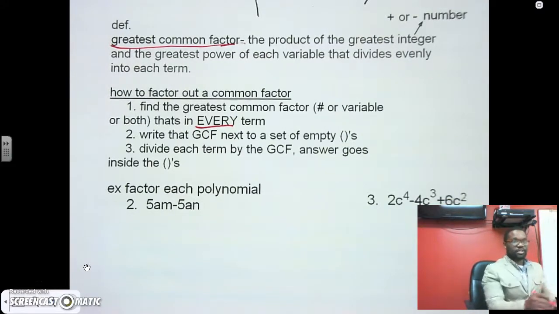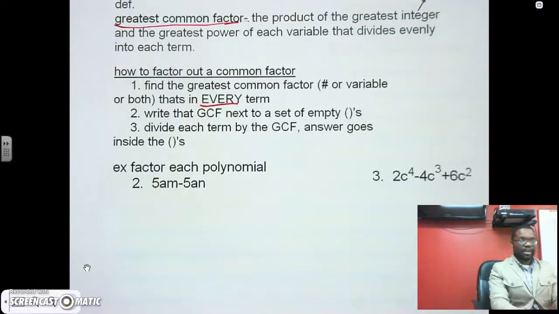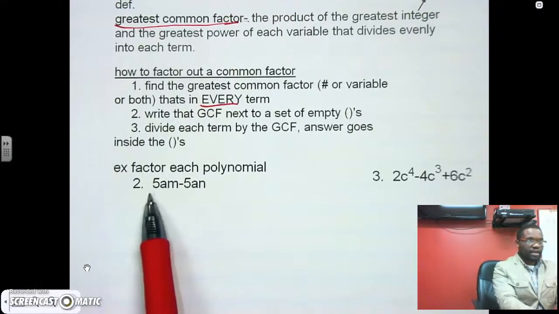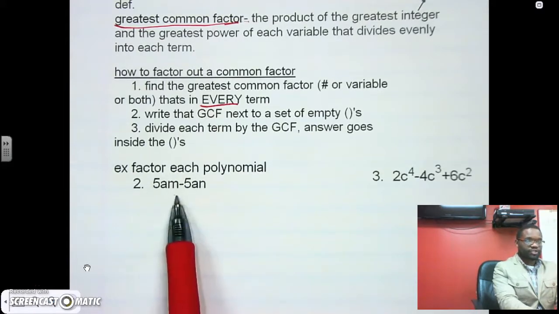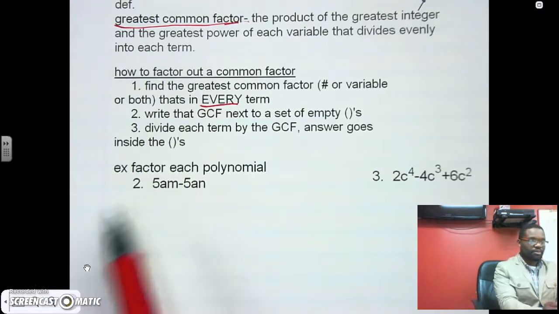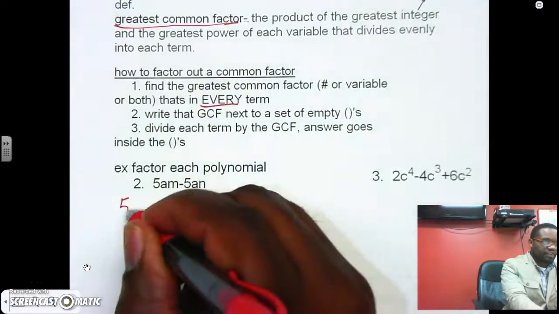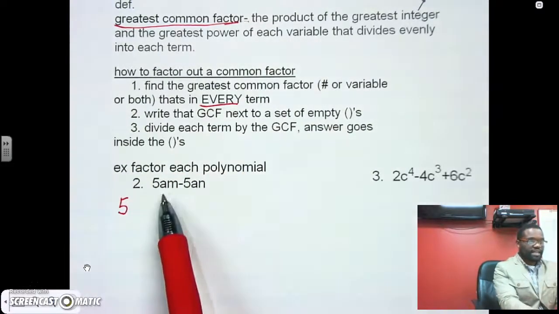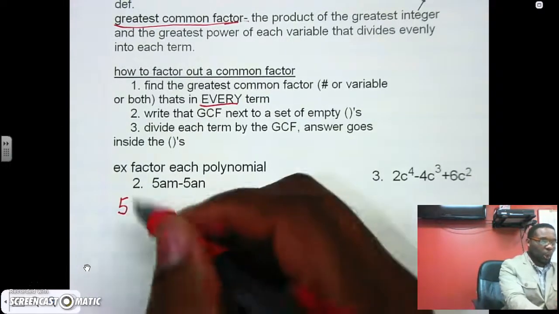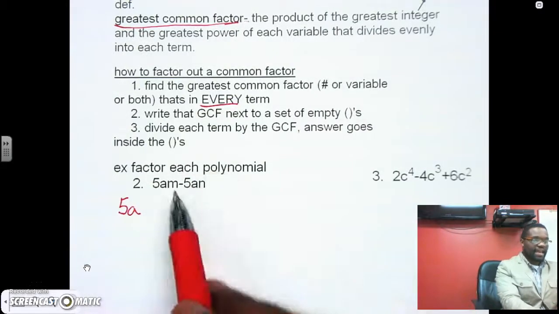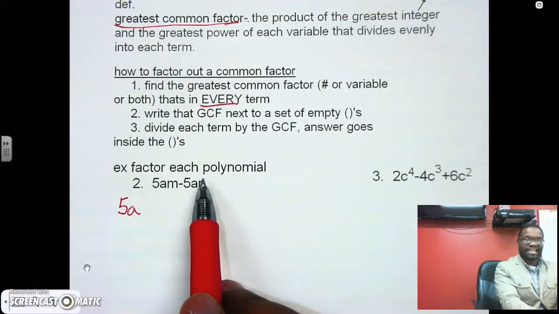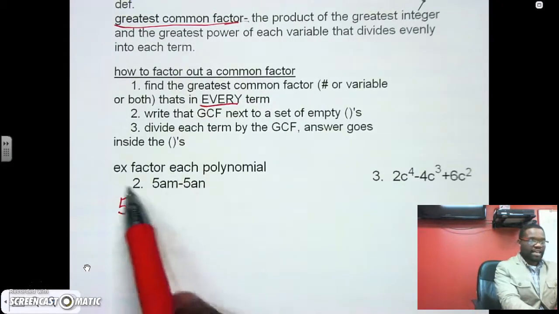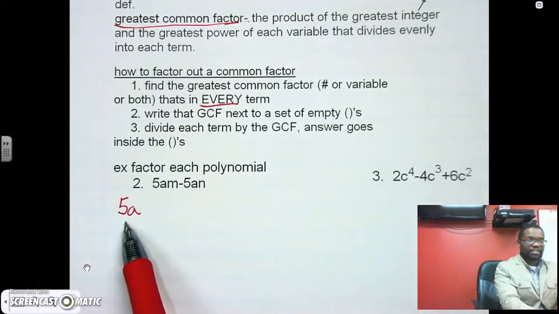Let's actually work some examples here to see if we can understand the greatest common factor. Looking at number 2. The first thing I have to do is figure out the numbers. So always start with your coefficients. What's the greatest number that I can take out of both of those? Hopefully you see it's a 5. Now look at my a's. I have an a to the first power in each one of those. So I can take out an a. And m and n. Notice I don't have an m and an n in each one of these, so I cannot take out an m and an n. So as it turns out, 5a is my greatest common factor.